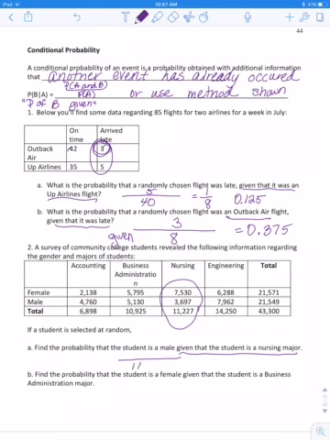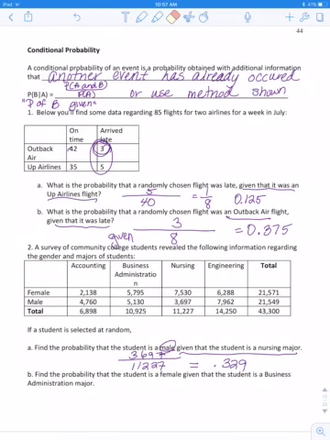So 11,227. And we wanted male, given that they're nursing. So we're going to put the male nursing students in the top. So 3,697. And if you reduce that, you get 0.329.